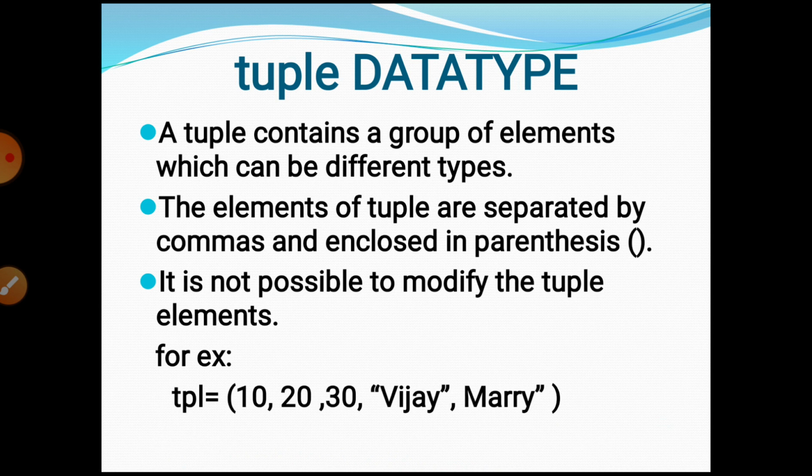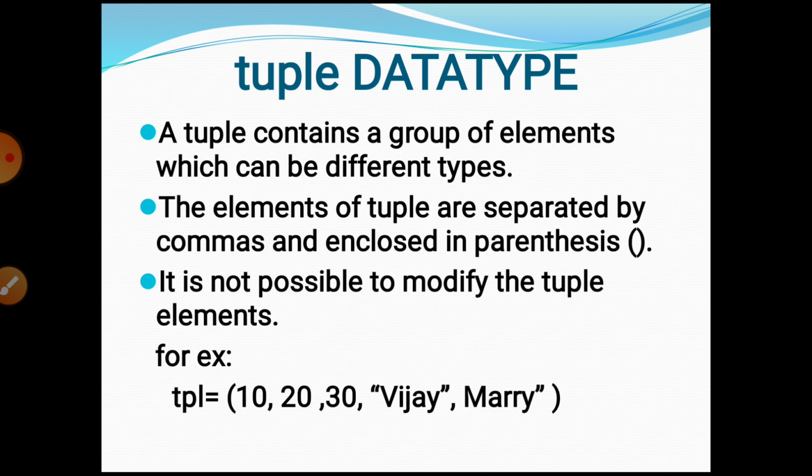The next one is tuple. Tuple is just like a list, but the difference is that we cannot change it. We cannot perform changes in a tuple. That's why we can say it is an immutable data type and list is a mutable data type. A tuple contains a group of elements which can be of different types. The elements of a tuple are separated by commas and enclosed in parentheses. It is not possible to modify the tuple elements.